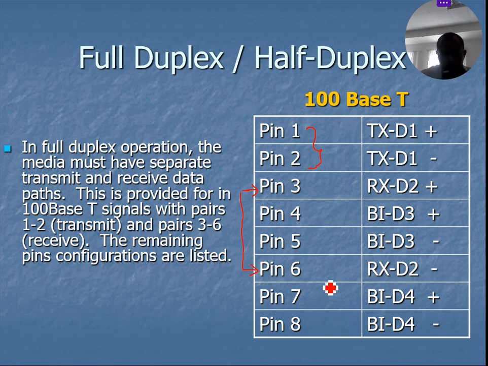A 100 Base-T full duplex mode system, or your hub, assuming we're looking at the 8 pins in a hub, a switch, or a router. Pins 1 and 2 are to transmit data. Pins 3 and 6 are to receive data. Pins 4 and 5 are bidirectional, for other functions, and 7 and 8 are the same, for other functions.